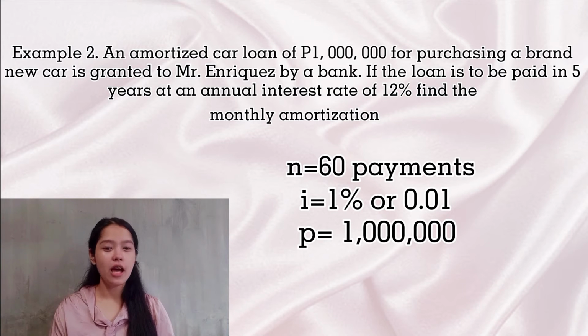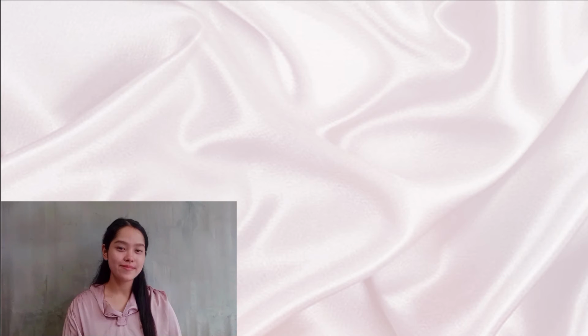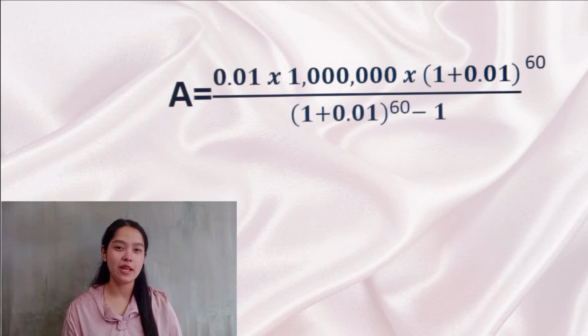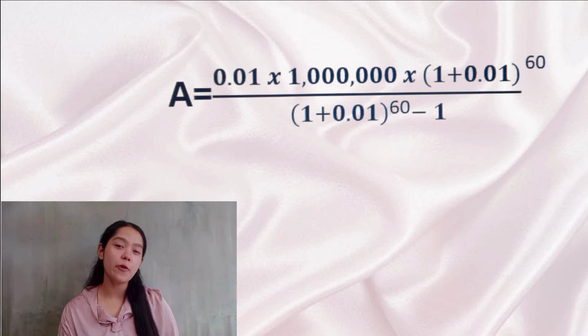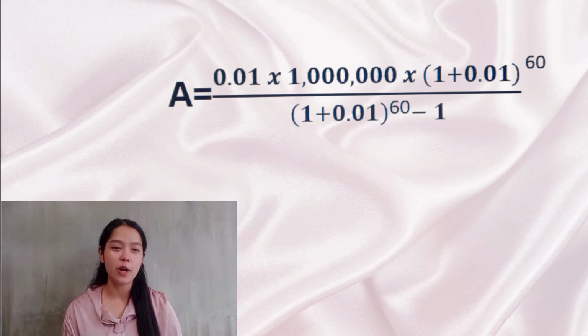Since we are done finding N, I, and P, let us proceed to substituting their values into the formula given a while ago. Monthly amortization is equal to 0.01 times 1 million times the quantity of 1 plus 0.01 raised to the 60th power over the quantity of 1 plus 0.01 raised to the 60th power minus 1.